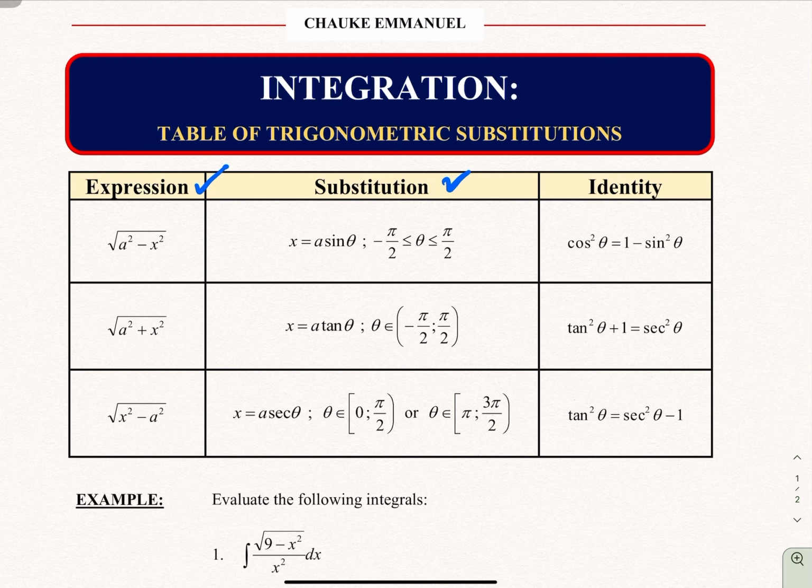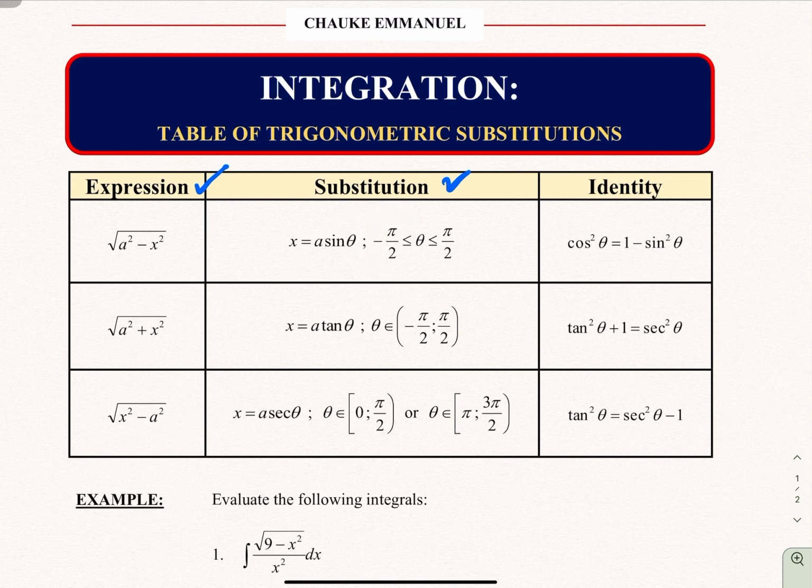So now you need to identify this expression, the square root of a particular number, and that number has to be a perfect square. That is a squared minus x squared. So if you have that situation, you are going to let x be a sine theta, where theta is defined between minus pi over 2 and pi over 2 inclusive. That is in the first quadrant and the fourth quadrant. Remember, this is minus 90 to 90 in degrees.